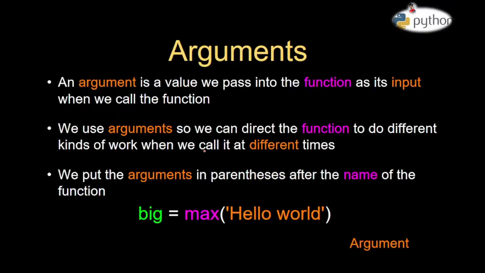Good. What is an argument in a programming language? An argument is a value that we pass to the function as an input of the function when we call the function to get an output. So we use arguments so we can direct the function to do different kinds of work when we call it at different times.